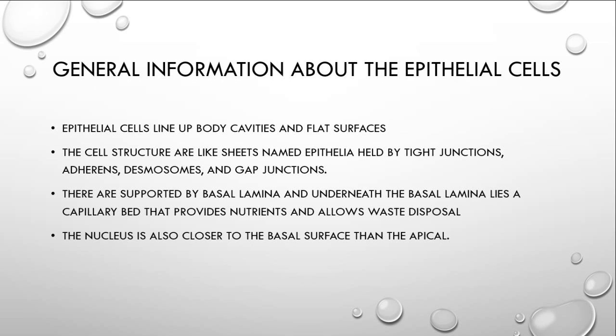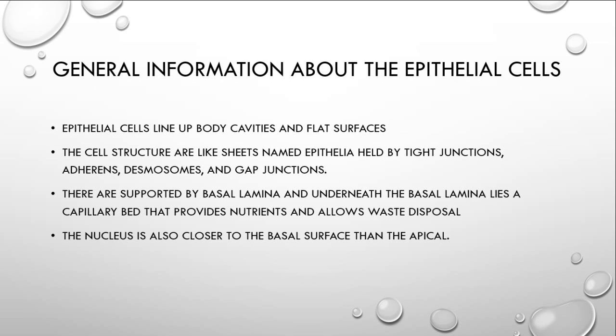So the basal lamina is the base part of the epithelial cell, and it is located underneath. And underneath the basal lamina lies a capillary bed that provides nutrients and allows waste disposal. In epithelial cells, we see that the nucleus is closer to the base part of the cell, versus other cells where the nucleus is in the middle of the cell.